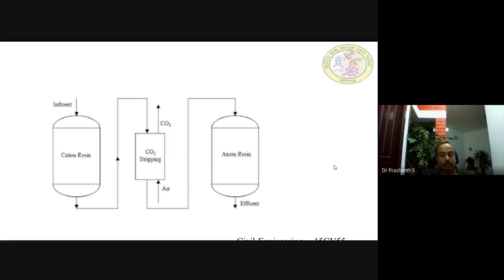So this is the schematic diagram. The influent, the wastewater, is passed through cation resin, then it is passed through anion resin. So the exchange of ions takes place, which results in the removal of soluble solids, removal of some nutrients, and removal of some chemicals from the wastewater. This is how the technique works.